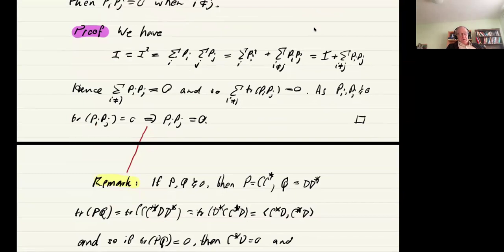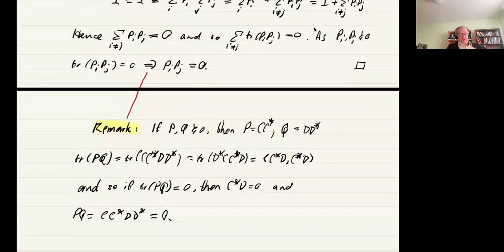Now, if you haven't thought about this for a while, it can cause you some grief. So I've written out a proof here. If P and Q are positive semi-definite, then by the theory we wrote down, we can write P as a product CC star and Q as a product DD star.